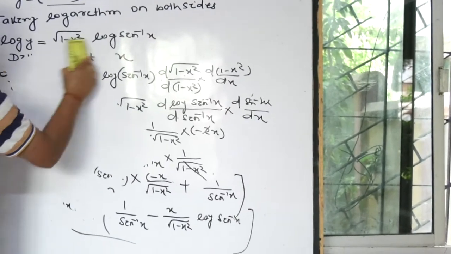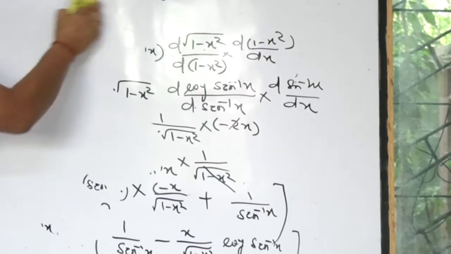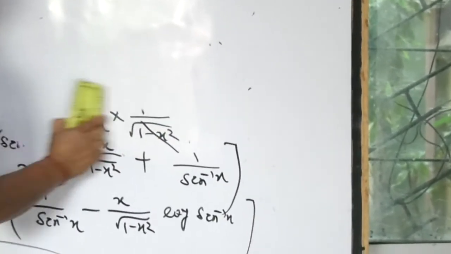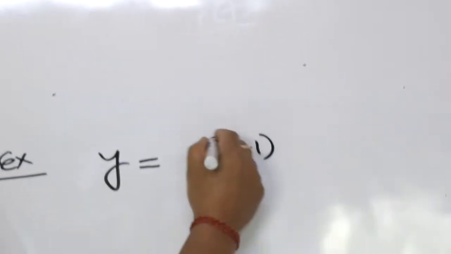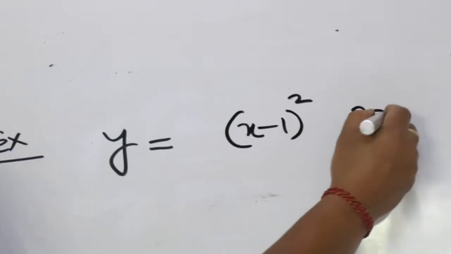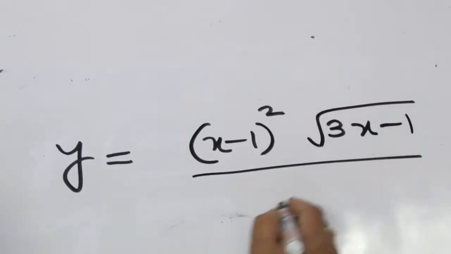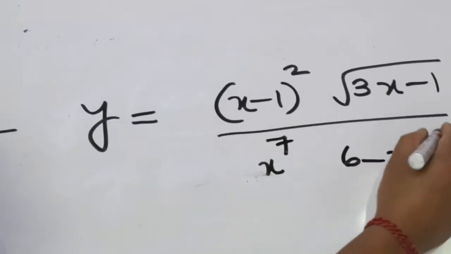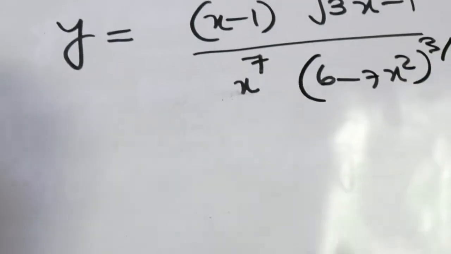Sometimes when the functions are multiplied together, more than 2 or 3 functions, we may take logarithm on both sides. For example, suppose y is of the form (x minus 1) whole square root of (3x minus 1) by x to the power 7 into (6 minus 7x) square to the power 3 by 2.